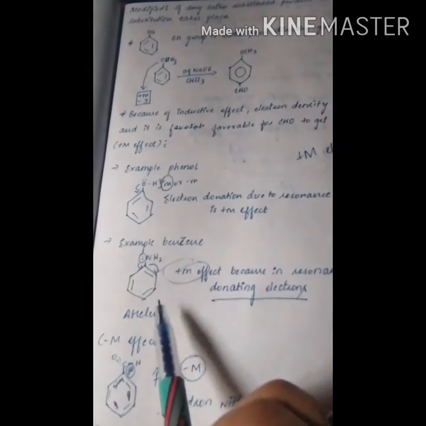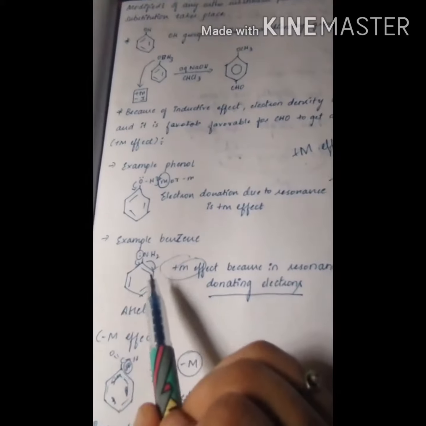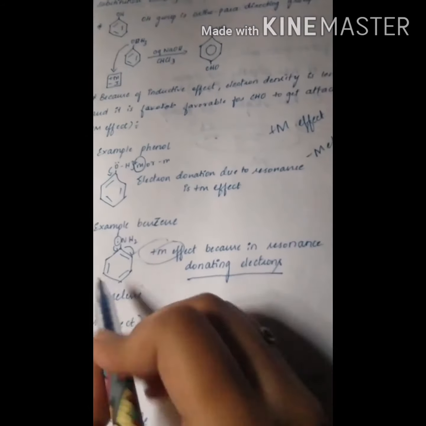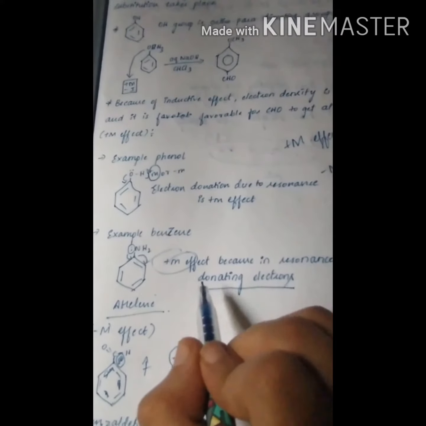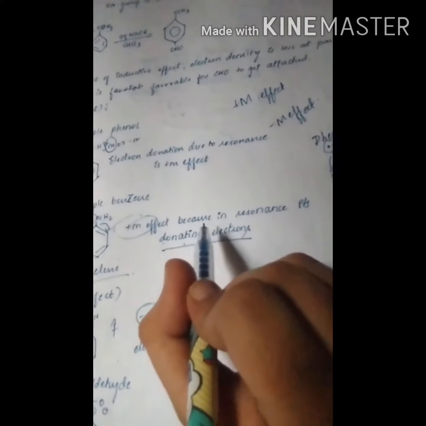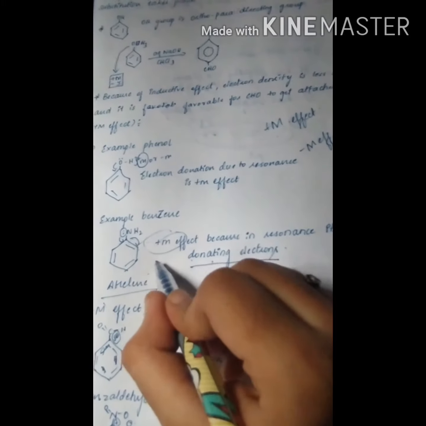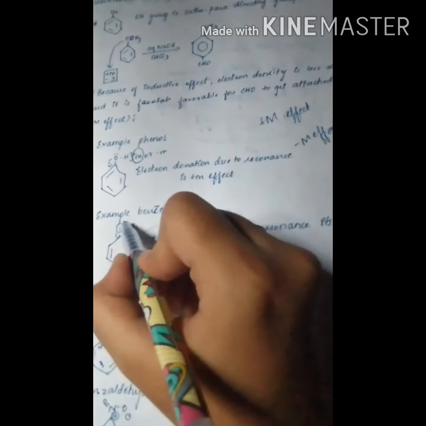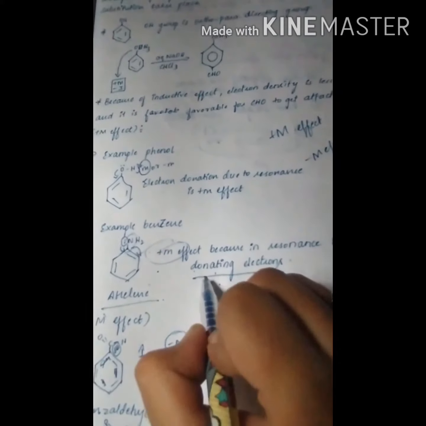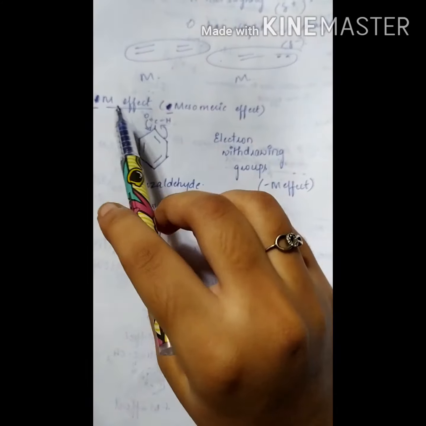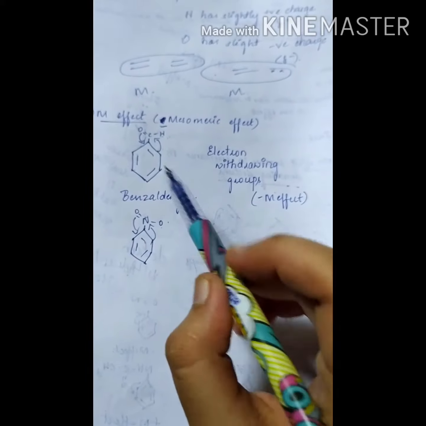One more example is NH2. You can see here, what is this? A benzene ring attached to NH2, so the compound name is aniline. So here also we have the plus M effect because the resonance is donating electrons towards the benzene and we have a lone pair on N. So it is the plus M effect. Hope you all understood. Now we are going to know about the minus M effect, that is minus mesomeric effect.